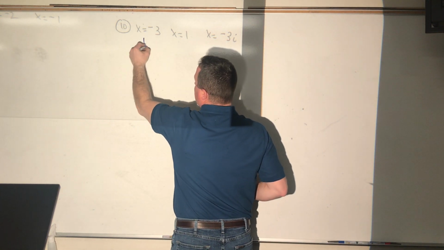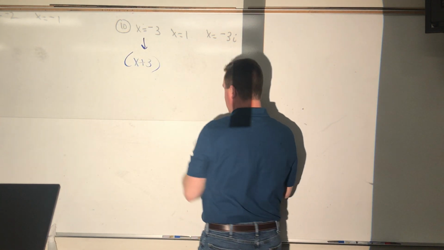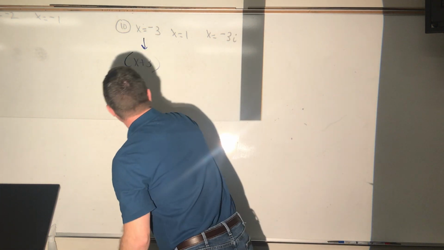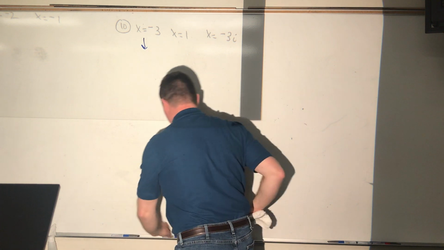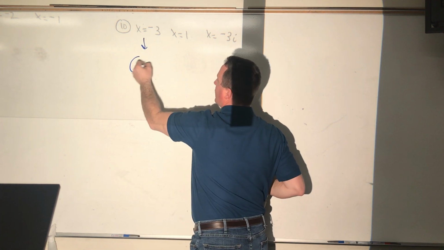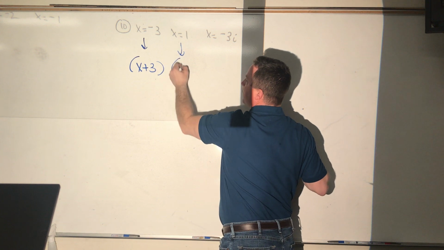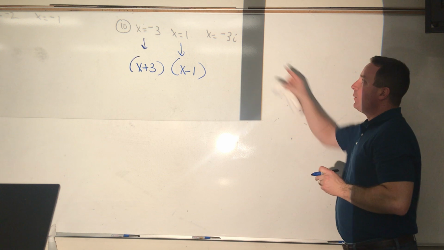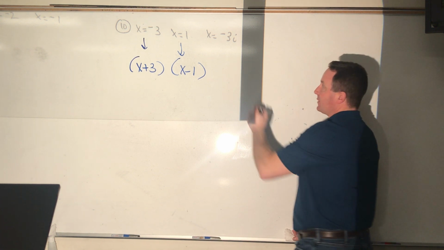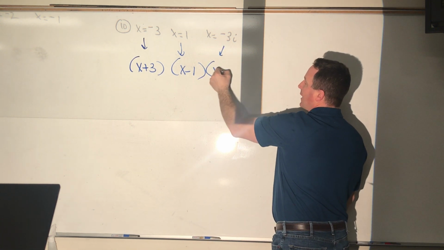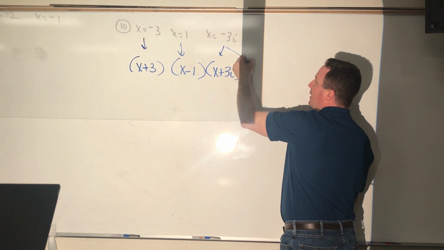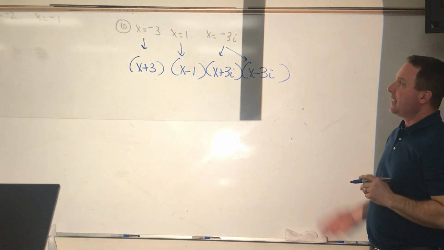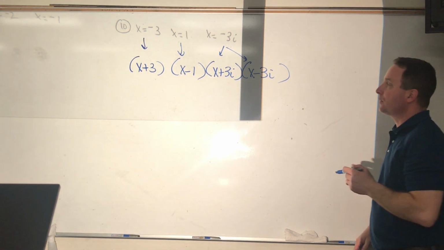x equals negative 3, that comes from x plus 3. x equals 1 comes from x minus 1. And if you remember from the first video, when it has an i in it, it actually comes from two different answers. One of them comes from x plus 3i, and the other one comes from x minus 3i. So it actually has four solutions, so to speak.